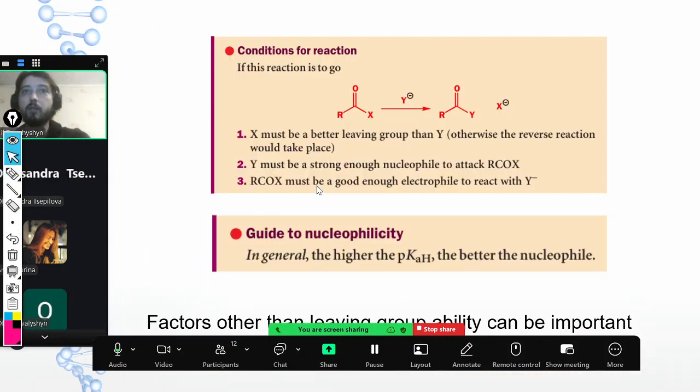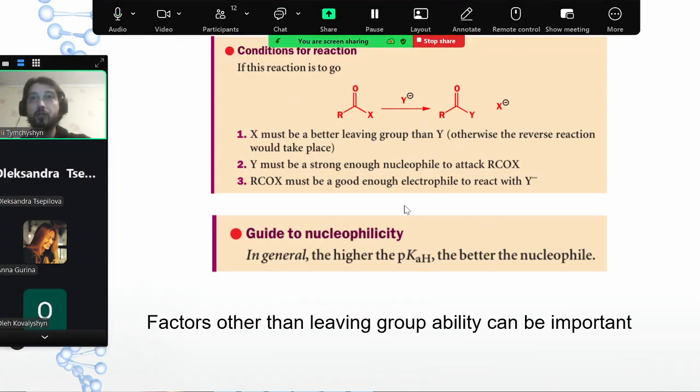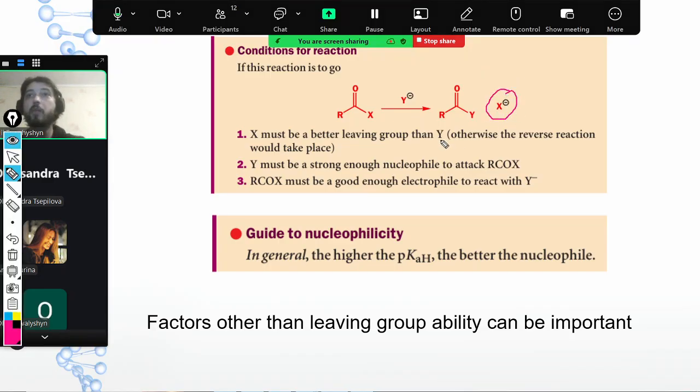Okay, some more samples, but I think I will skip that. So here is just one more reminder. For this reaction to go, X should be a good leaving group, at least it should be better than anything else. If you are trying to connect some Y and Y is a better leaving group than X, it probably will leave. So maybe the reaction will go, but the initial reactant will reform and you won't get any product you wish.